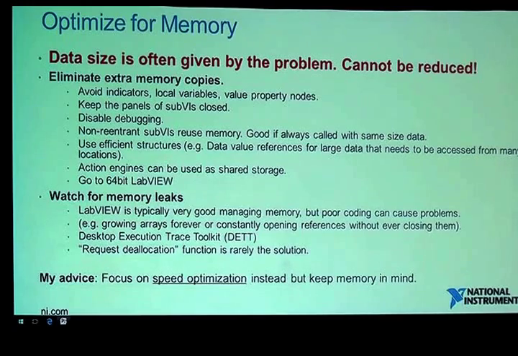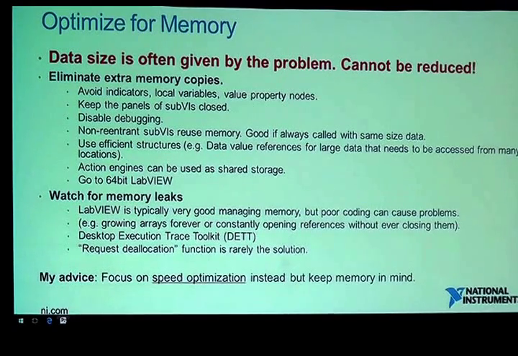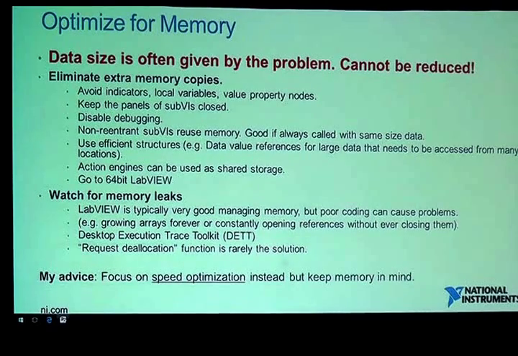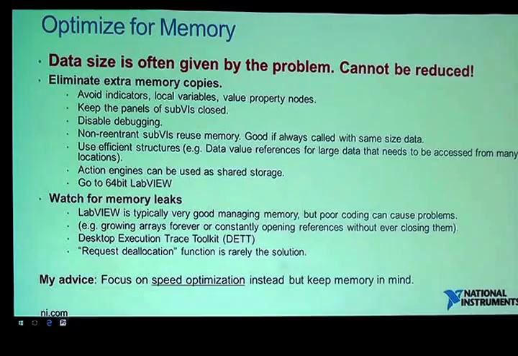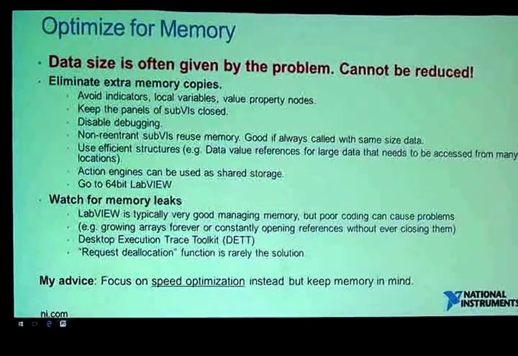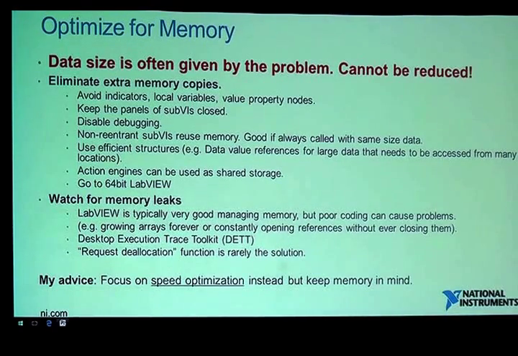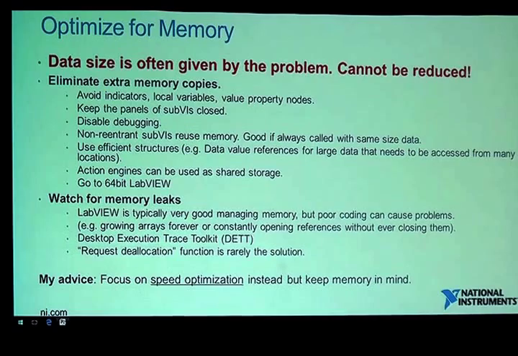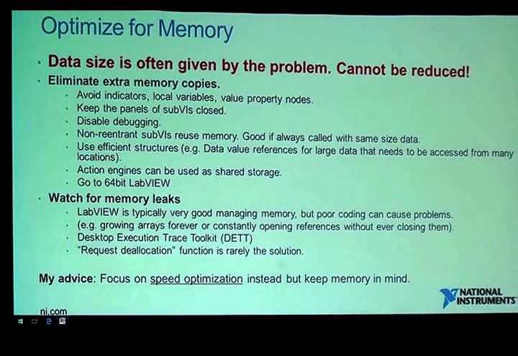The data size is often given by the problem, so we cannot reduce it, right? So we just want to make sure we eliminate extra memory copies. Avoid indicators, local variables, value property nodes. All these have extra buffers. Make sure the panels of the sub-VIs are closed. Disable debugging. Non-reentrant sub-VIs reuse memory. So if you keep calling with about the same amount of memory, they hold on to that and reuse it, and it's very efficient. Make sure you use efficient structures.